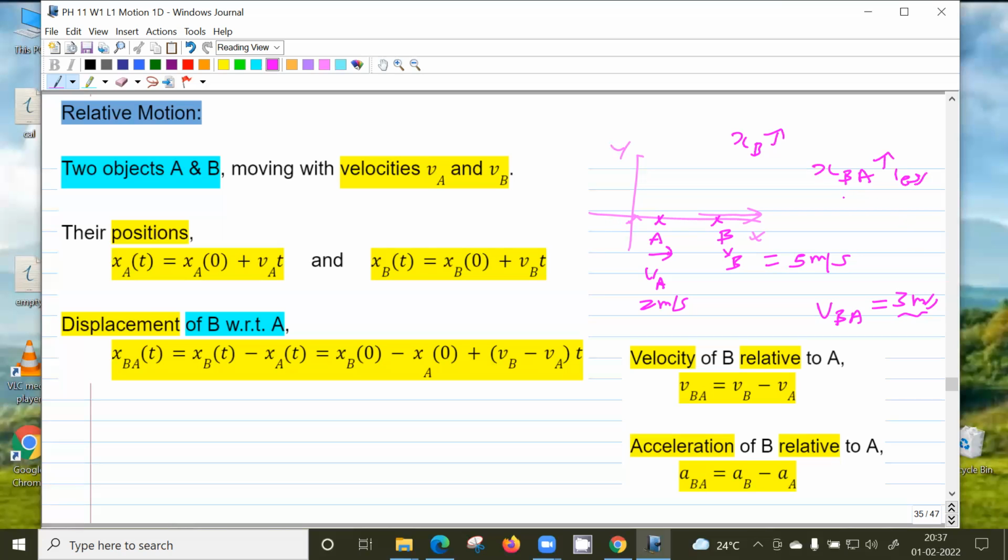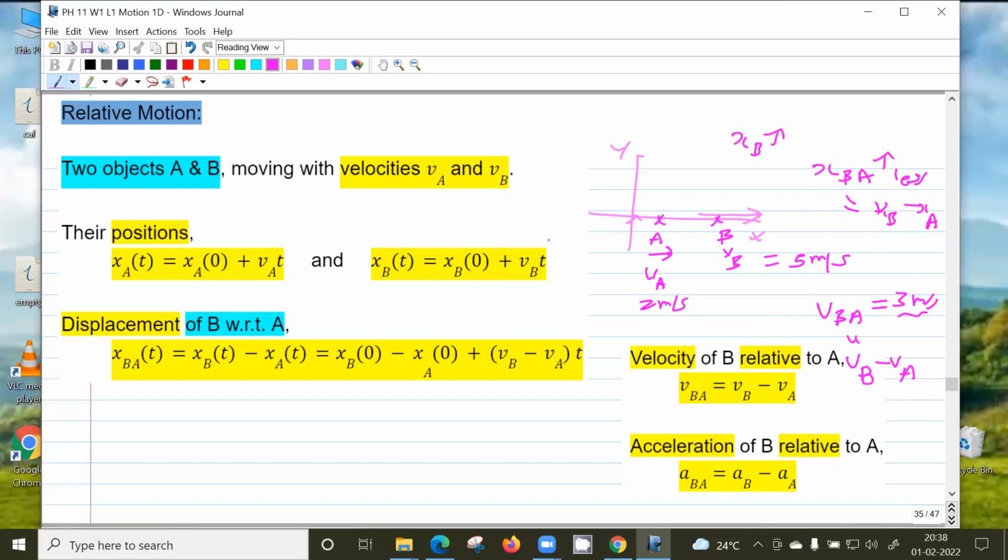Okay. So XBA is defined as XB with respect to A. So whatever the distance of XA, that should be subtracted. Okay, so the velocity of B with respect to A is also VB minus VA. So the velocity of A will get subtracted from the velocity of B to get the relative velocity. Similarly, I can define the acceleration of B with respect to A, that is aB minus aA. So the acceleration of A should get subtracted from that of B to get the relative acceleration of B with respect to A.